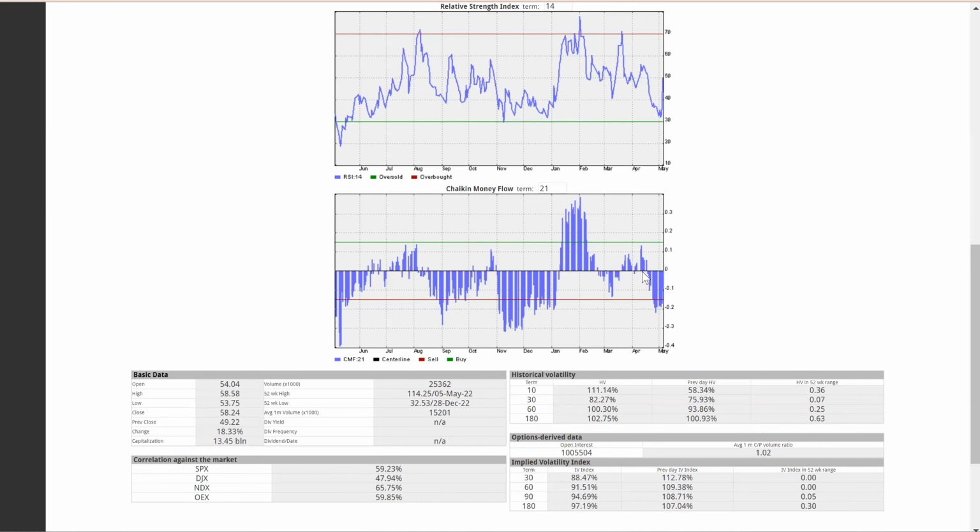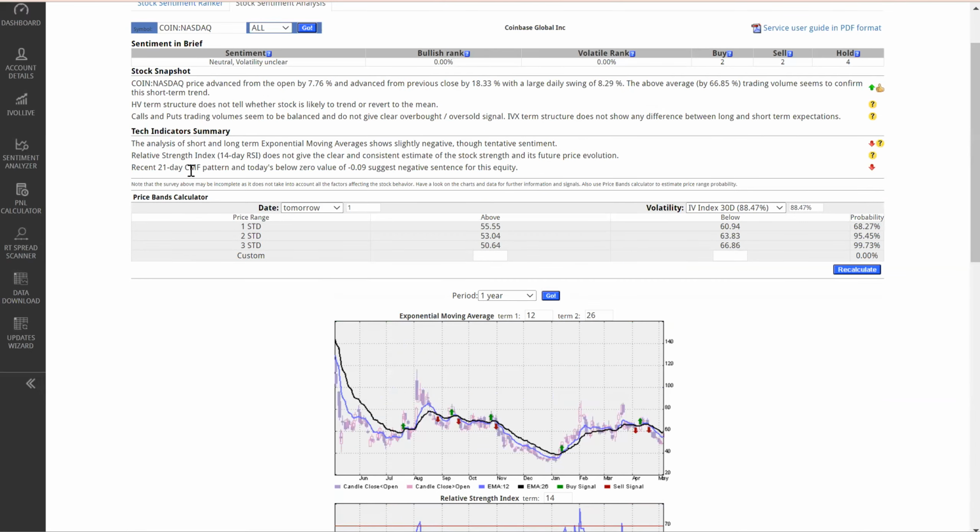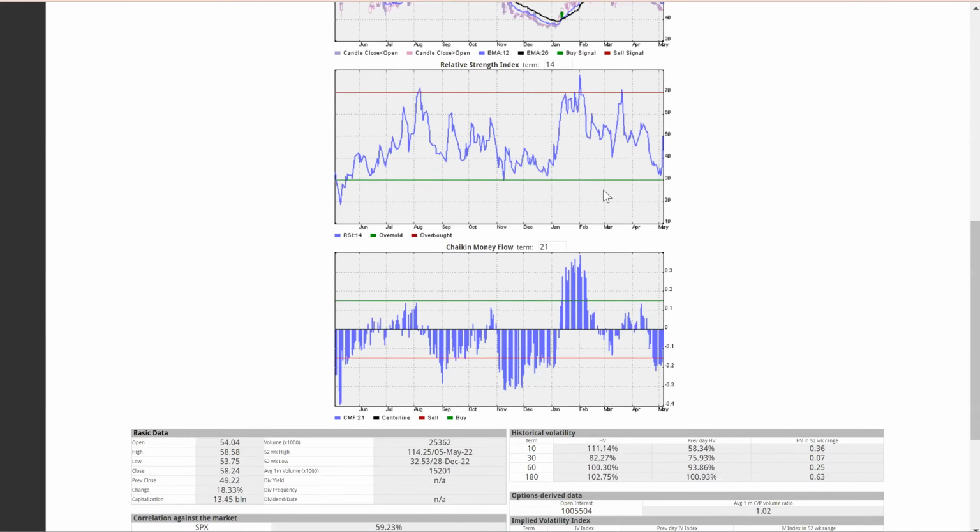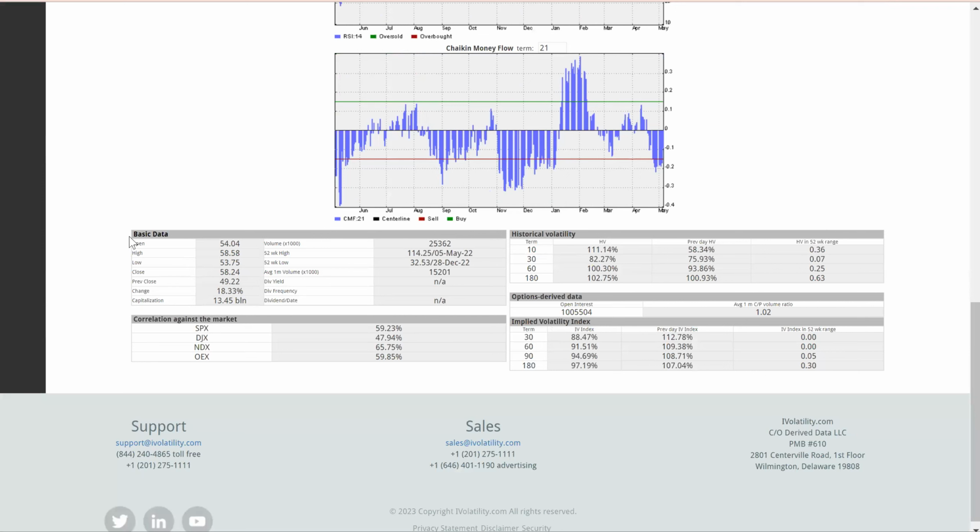And now it's kind of waffled back and forth between negative and positive. So these are just quick. This is invaluable because it gives you a simple paragraph and then a simple symbol, and then instantly what's going on. Other things while we're down here, this is the fundamental data to Coinbase.